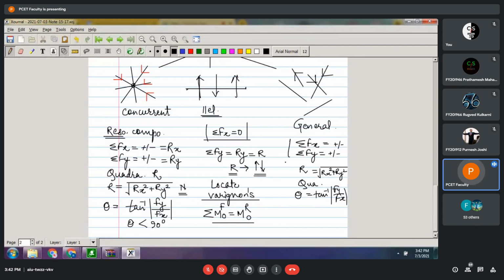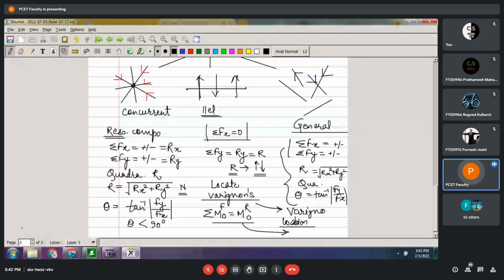Once I get all these parameters, which are the part from concurrent, I now apply Varignon's theorem for the location of the resultant. I will locate this resultant with the help of Varignon. Again, the same principle I will apply. So the general force system is always a combination of concurrent and parallel coplanar force system.